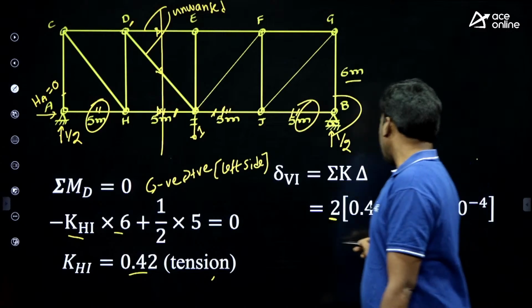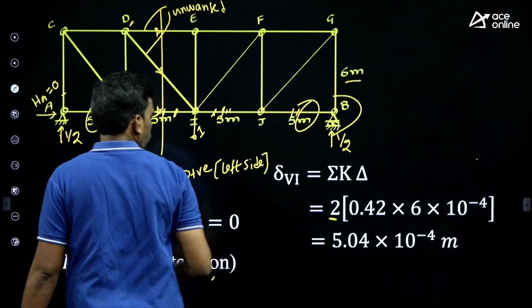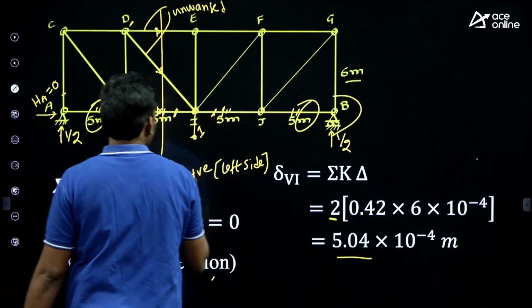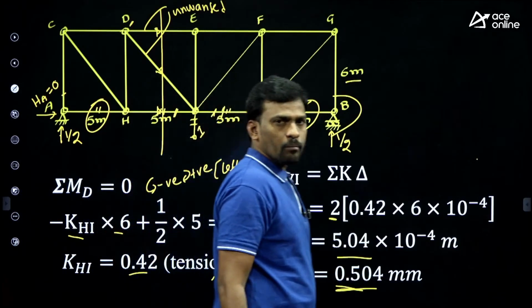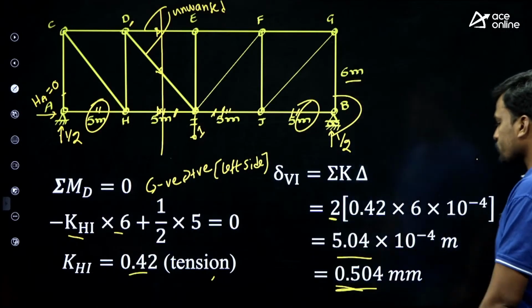So we will get the value 0. We are asking in terms of mm, right? Okay, so 0.504 mm.